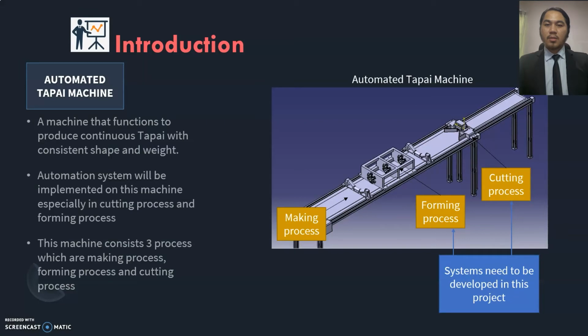Automated tapai machine is a machine that functions to produce continuous tapai with consistent shape and weight. Automation system will be implemented on this machine, especially in cutting process and forming process. This machine consists of 3 processes, which are making process, forming process, and cutting process.